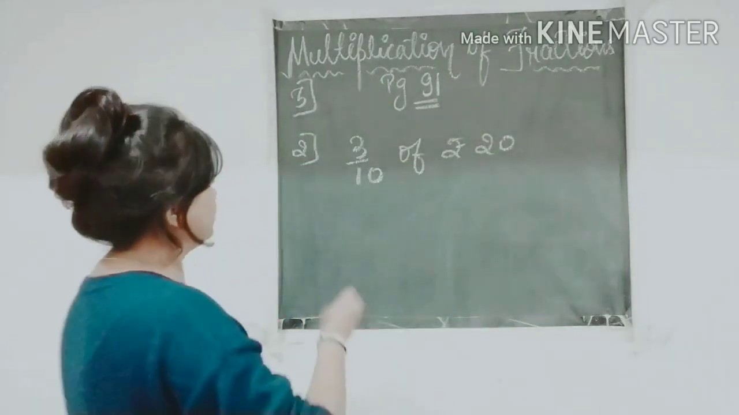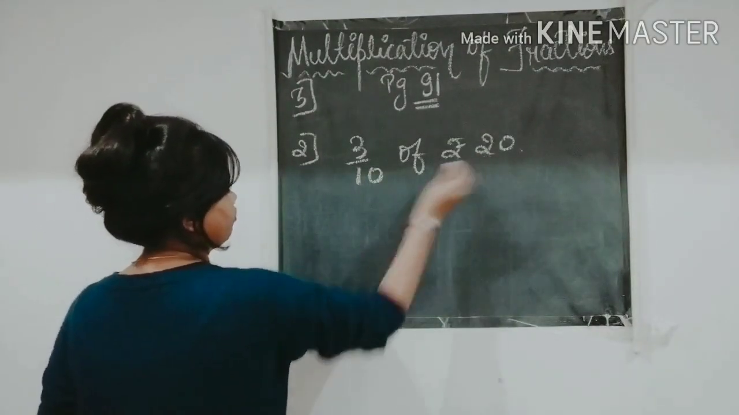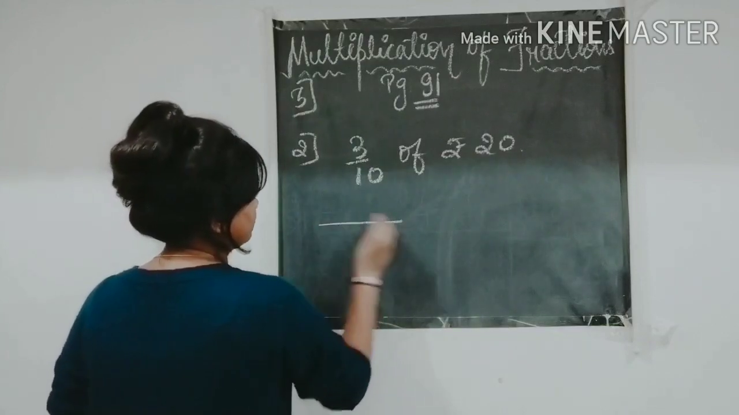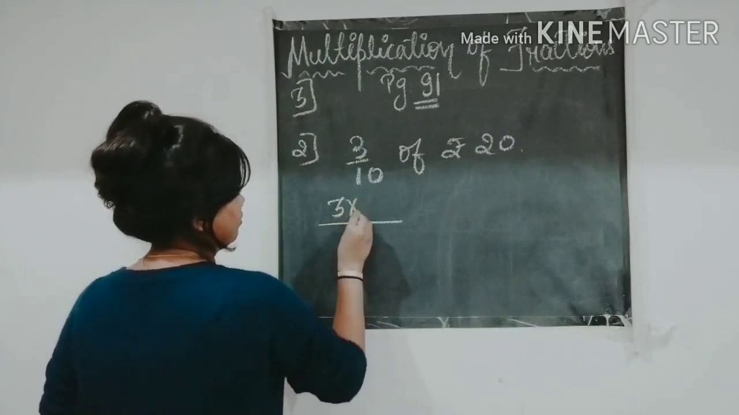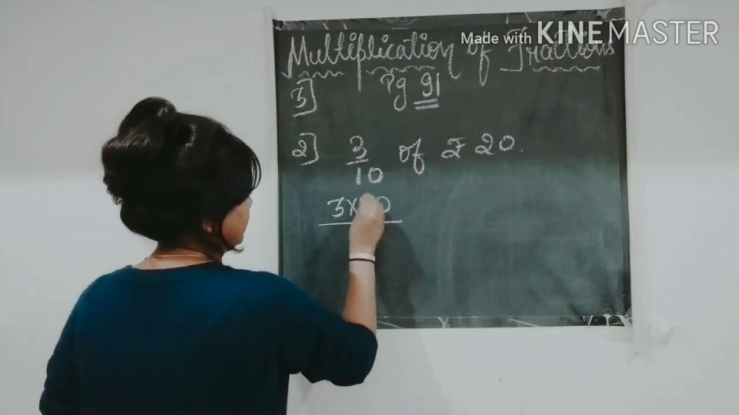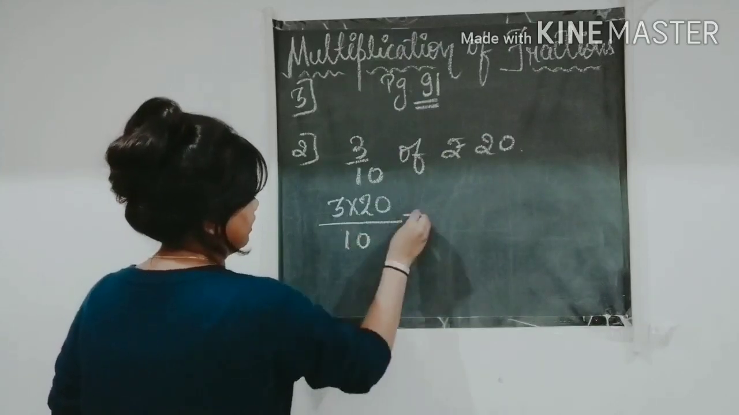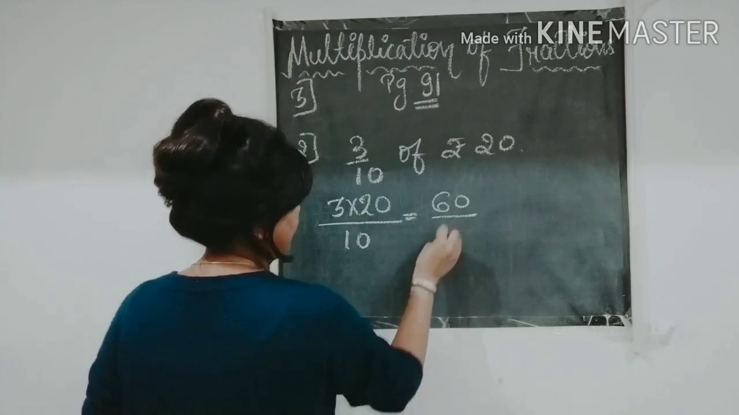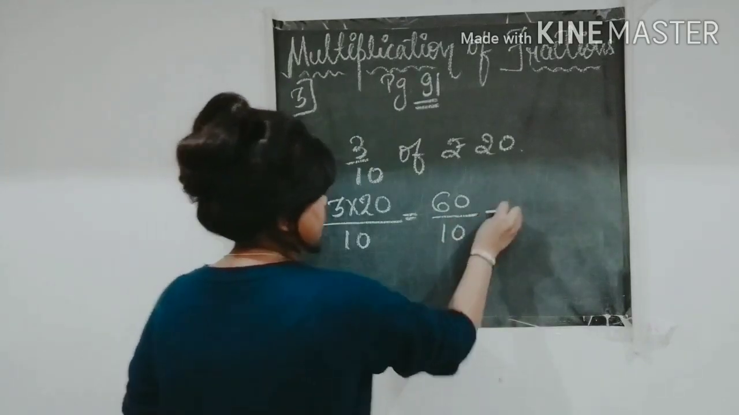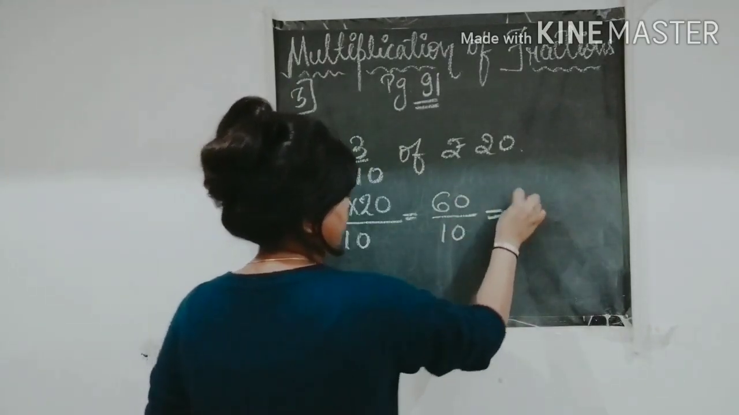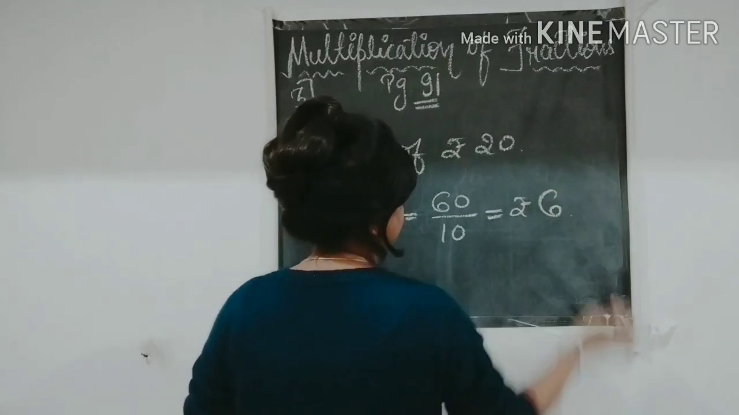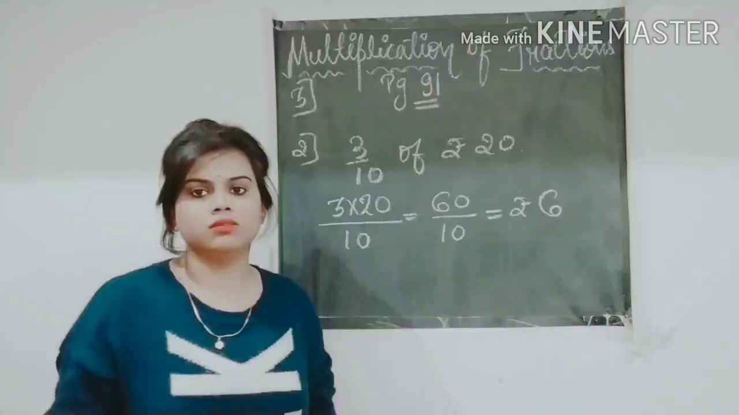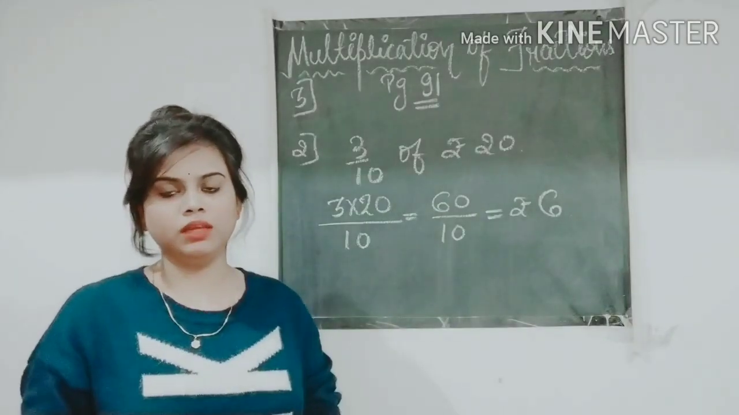See one more example. This is question number 2. 3 by 10 of rupees 20. So take the numerator 3 multiplied by 20 and 10 as the denominator. Now this will become 60 and 10. On dividing by 10 you will get rupees 6. So this way you have to solve all the rest of the questions.